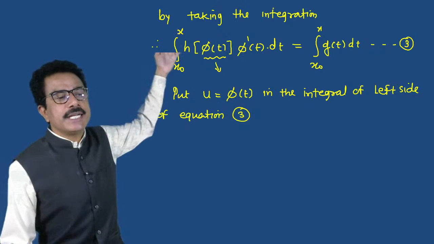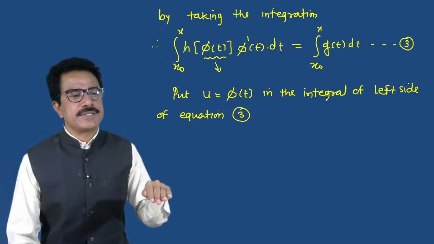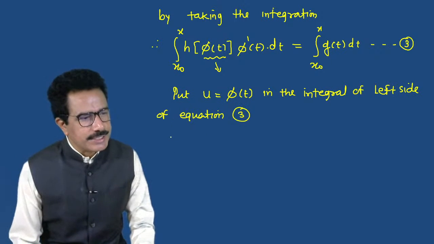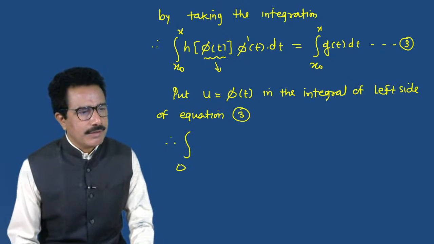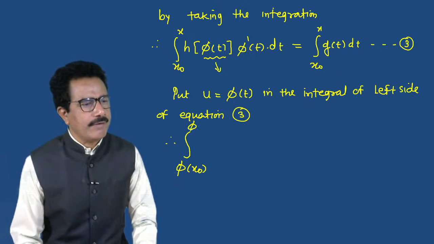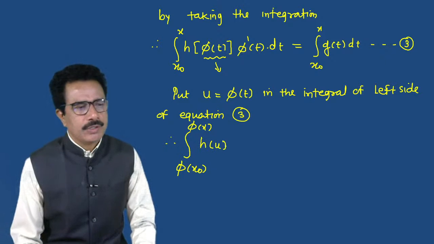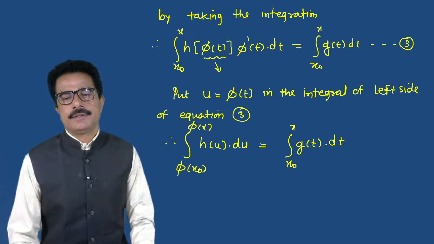The upper limit of this integral is x, so the new limit of x will be phi of t. So this can be written as the integral from phi of x0, the limit we had yet to change, to phi of x, of h of u into du, which is equal to the integral from x0 to x of g of t into dt.